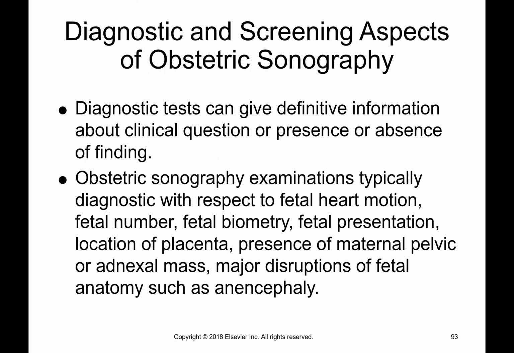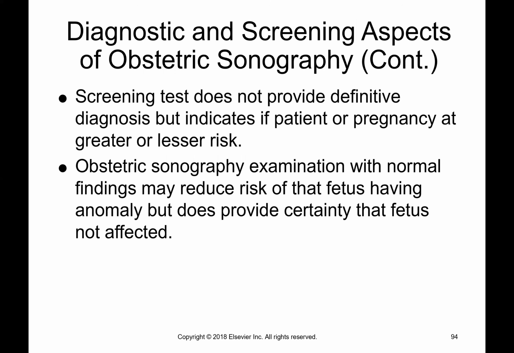Obstetric sonography examinations are typically diagnostic with respect to the fetal heart motion, fetal number, fetal biometry, fetal presentation, location of placenta, presence of maternal pelvic adnexal mass, and major disruption of fetal anatomy, such as anencephaly, which we'll talk about later, which is basically when the baby doesn't have a brain. A screening test does not provide a definitive diagnosis, but indicates if the patient or pregnancy is at greater or lesser risk. An obstetric sonography examination with normal findings may reduce the risk of that fetus having an anomaly, but does not provide certainty that the fetus is not affected.